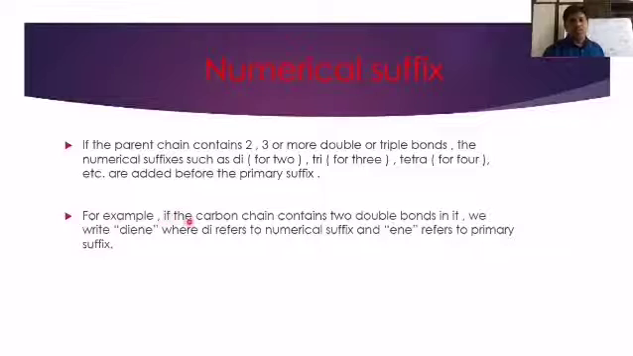For example, if the carbon chain contains 2 double bonds in it, we write diene. Di is nothing but the numerical suffix. ENE is what? Primary suffix, where di refers to the numerical suffix and ene refers to the primary suffix. So before the primary suffix, what is added? Numerical suffix is added. So in all organic compounds, the numerical suffix need not be present.